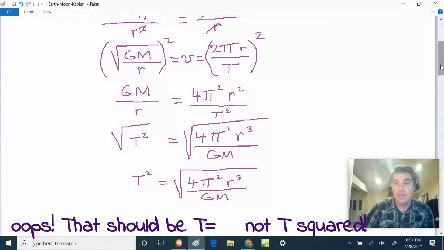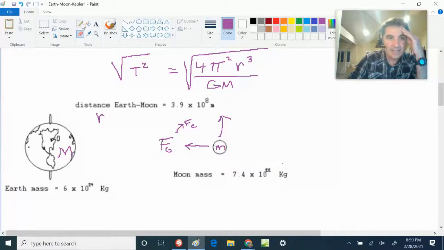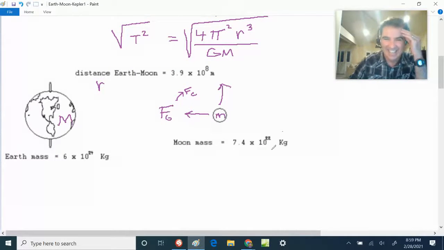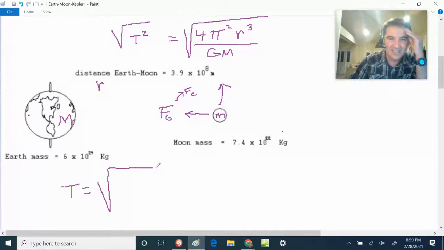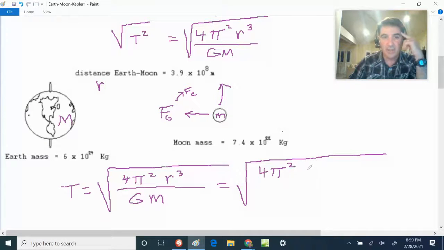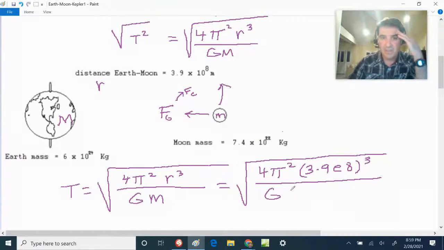And I'm going to try to do a kind of a proof of this. What we're doing here is we're going to actually solve this for period. So the period is going to be equal to the square root of 4 times pi squared r cubed over G times M. And so that is going to be equal to the square root of 4 times pi squared. I'm just going to leave those because that's what they are, times the radius. Now the radius is going to be 3.9, I'm just going to do it the cheater way, E8, and that is cubed, and divided by G. I'm going to leave it as G. You've got to know what G is, 6.67 times 10 to the minus 11, times the mass of the Earth, which I'm going to cheat and write 6E24.